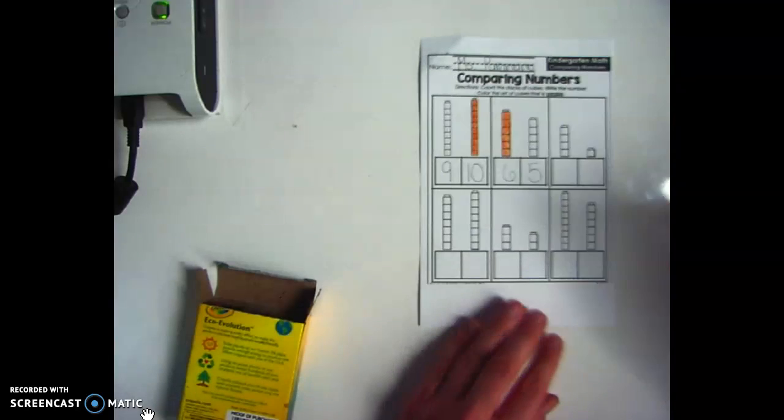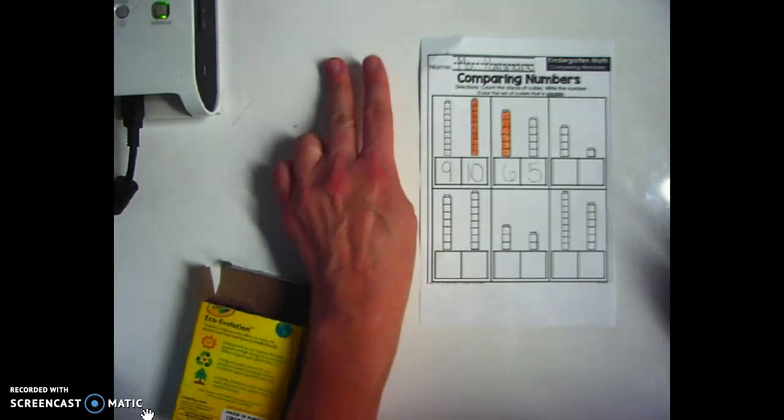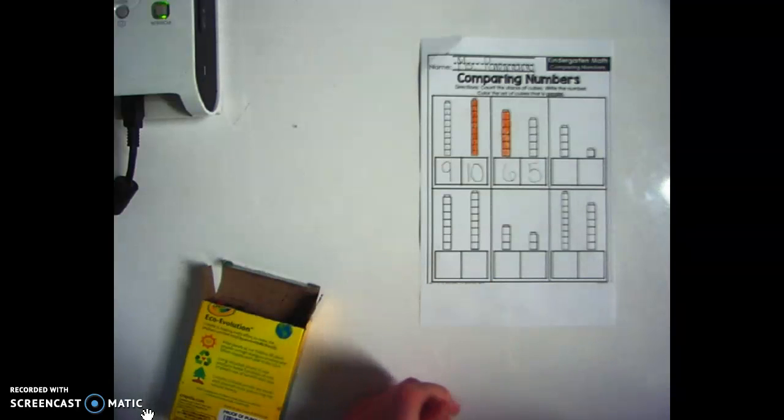Okay, let's go over your directions again. First, you have to count. Then you have to write how many. Then you're going to color in the cube tower that is greater, so the one that has more.